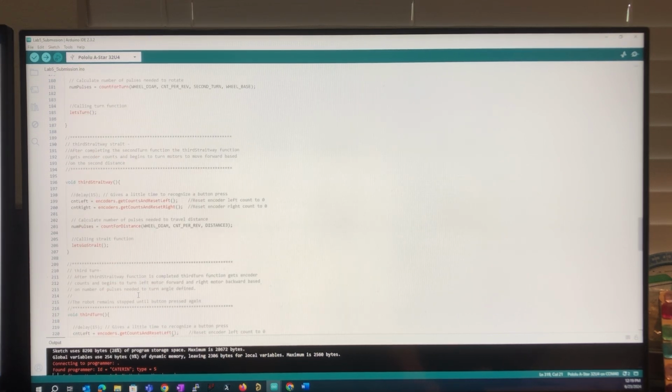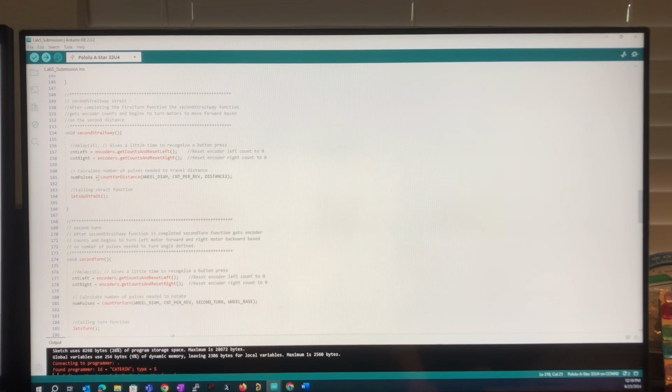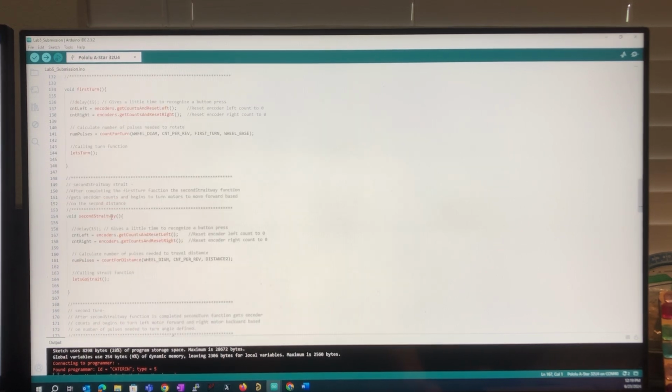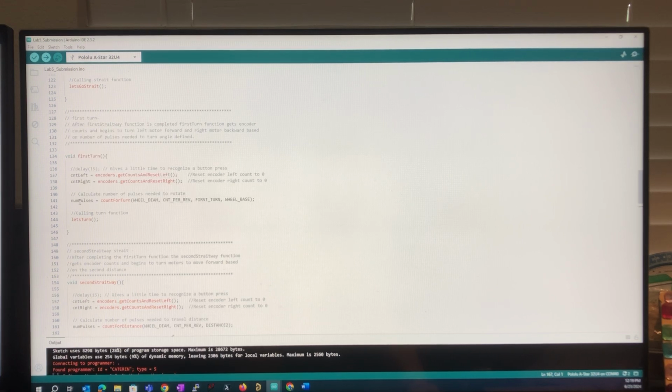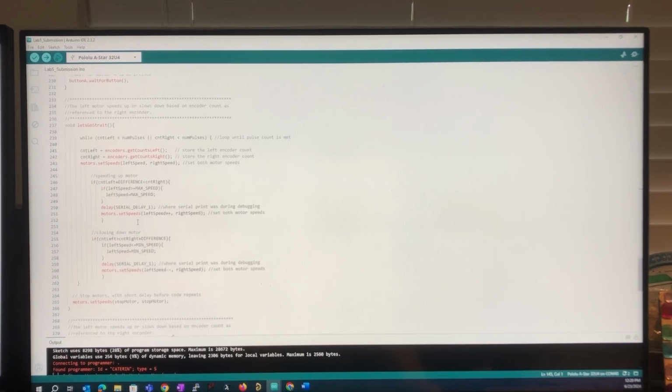So we use that to get the number of pulses to go 147 degrees. Then we'll go for the let's go straight function. This function here, sorry, not let's go straight. That's straightaway. This is where we need first turn. So we get the number of pulses for the first turn. We have the wheel diameter, count per revolution, first turn, and wheelbase. We use that to determine the amount of pulses we need for that turn. It then calls the let's turn function. This let's turn function is going to be the same for the first turn, second turn, and third turn. So we'll look at that real quick.